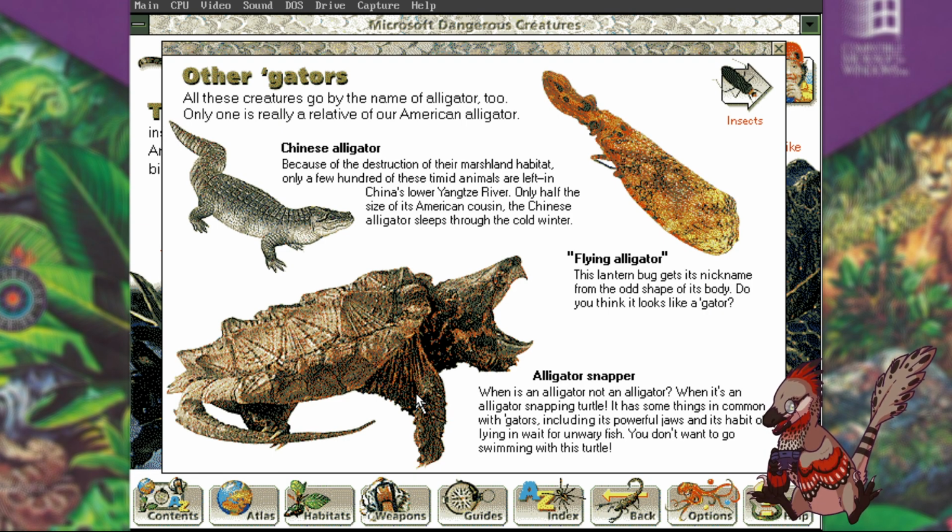Flying alligator. This lantern bug gets its nickname from the odd shape of its body. Do you think it looks like a gator? Kind of, maybe if you squint your eyes, or if you take off your glasses, if you have glasses like me, perhaps. If you take off your monocle. Alligator snapper. When is an alligator not an alligator? When is an alligator snapping turtle? It has some things in common with gators, including its powerful jaws and its habit of lying in wait for unwary fish. You don't want to go swimming with this turtle. It's got teeth. Oh my god, a turtle with teeth. I mean, I don't know if they usually have teeth. I've never actually looked at turtles quite that close.